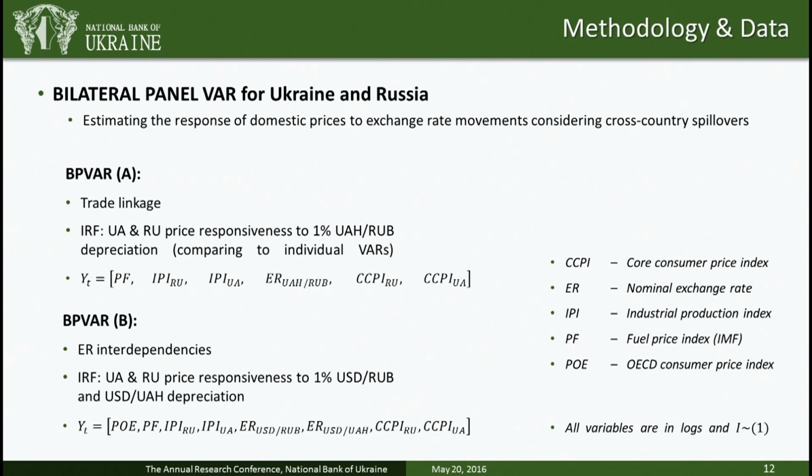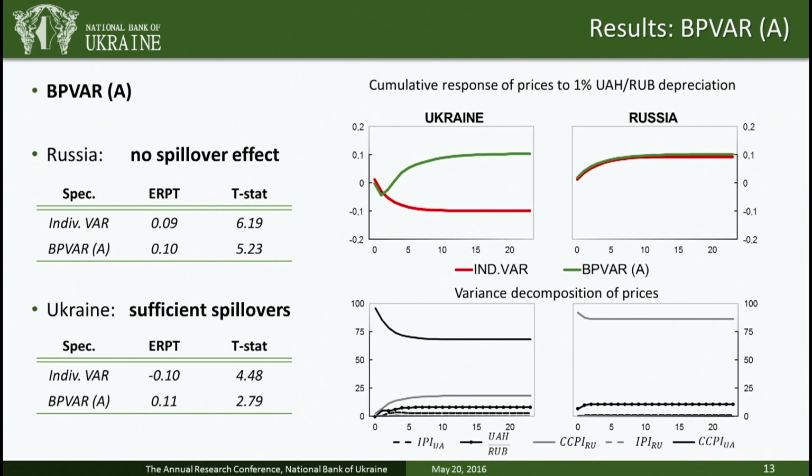Here you can see the results that we got from the first model. The graphs show the cumulative dynamic exchange rate pass-through coefficients, which represent the response of core consumer prices in Ukraine and Russia to a 1% depreciation of the ruble with respect to the hryvnia. Results suggest that the pass-through coefficient in Russia does not change significantly. In both cases, it's 0.1. But on the contrary, important spillovers can be easily identified for Ukraine. In particular, the pass-through effect from ruble depreciation changes its direction, resulting in increasing Ukrainian prices instead of decreasing them as suggested by the individual VAR analysis.